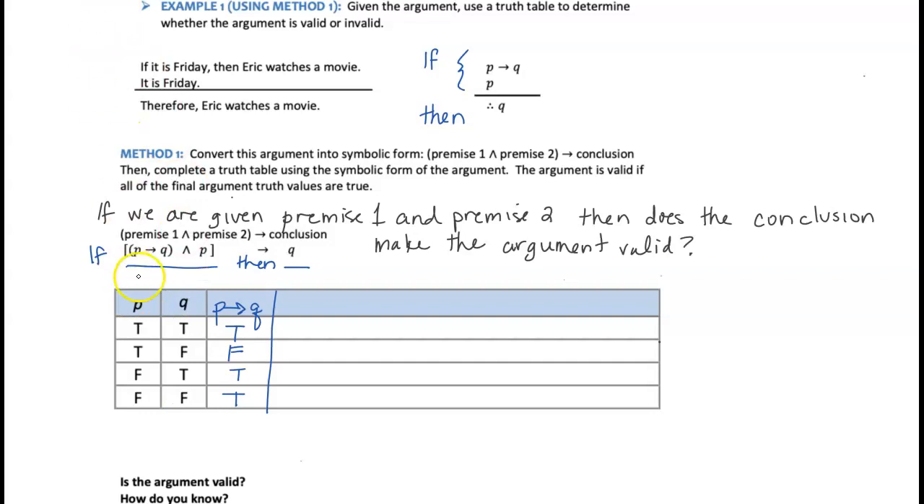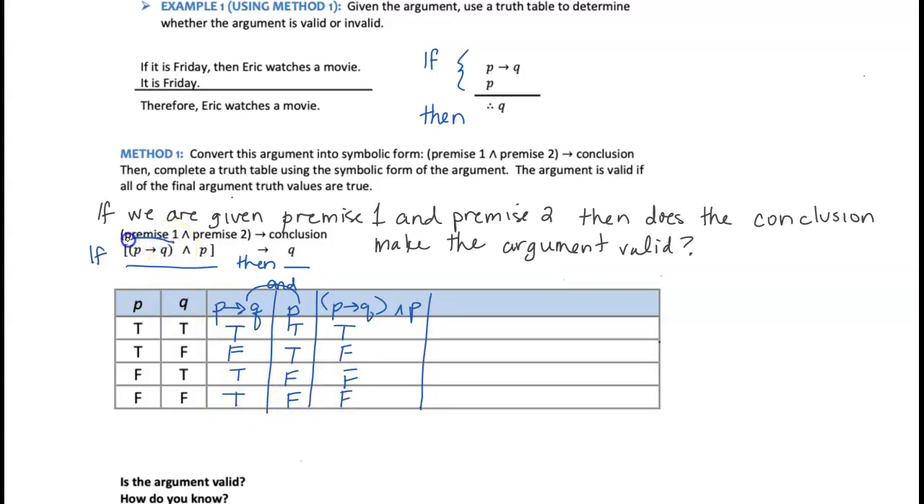The next part we're going to work on is connecting that if-then conditional with statement P using an and. I'm going to go ahead and write statement P here and just rewrite the truth values. And we're going to connect these two with an and. True and true gives us a true. The next case, false and true, would be false. The third case, true and false, would be false. And the last case, false and false, would be false.